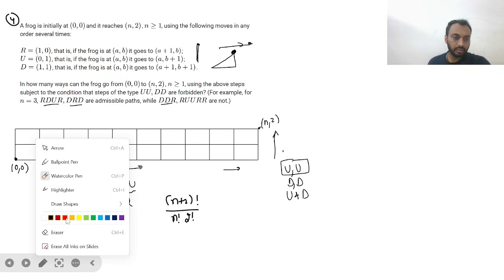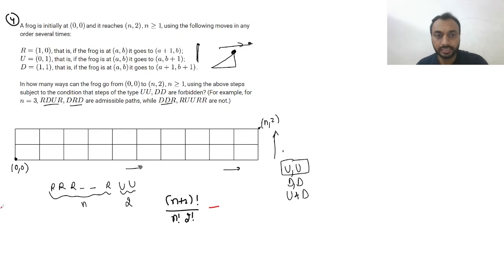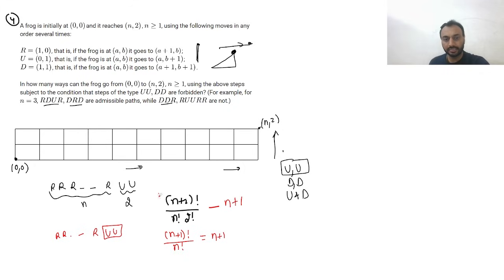Now we have to subtract some cases. As we have a restriction that U cannot come together, we have to subtract the case where the two U's are together. Now we find the number of arrangements with n R's and these two U's together. It is n plus 1 factorial by n factorial, that is n plus 1. We subtract this number from the previous one. That is the number of ways when we are using 2U.